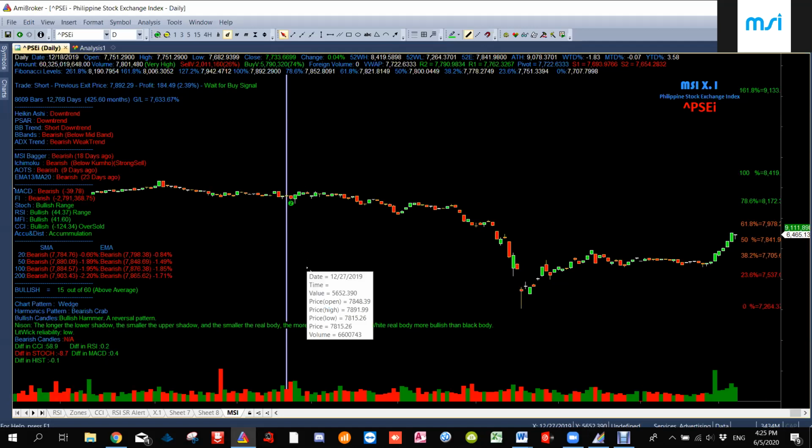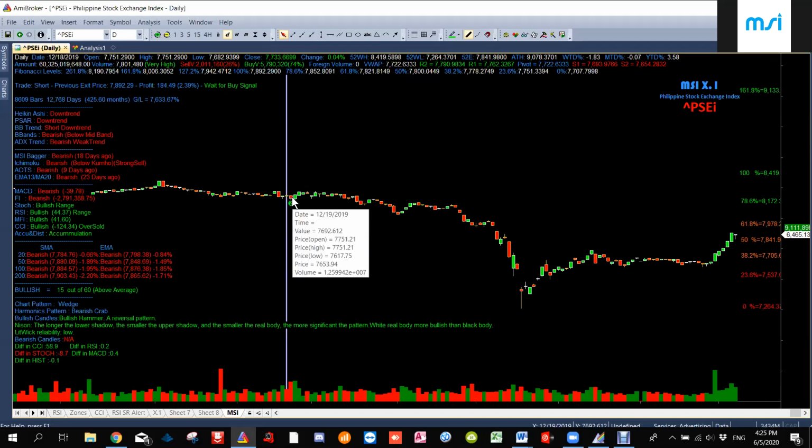Is it a bullish candle? Is it a bearish candle? And what does that candlestick pattern imply? Okay. So nandito siya sa baba. So what you are seeing right now, kung nasaan yung line, it is a bullish hammer and it is a sign of a reversal pattern. So as you can see, dun sa mga sumunod niyang araw, nagkaroon naman ng partial uptrend.